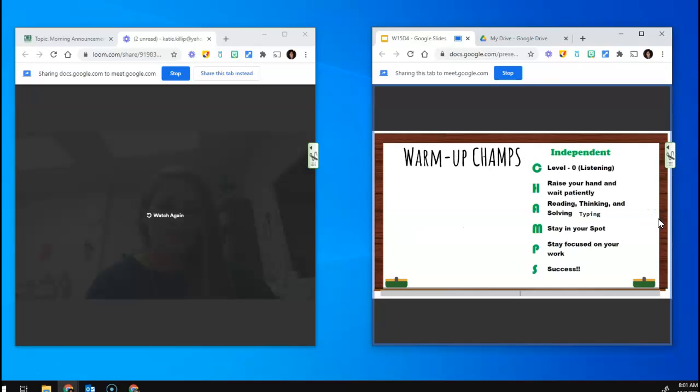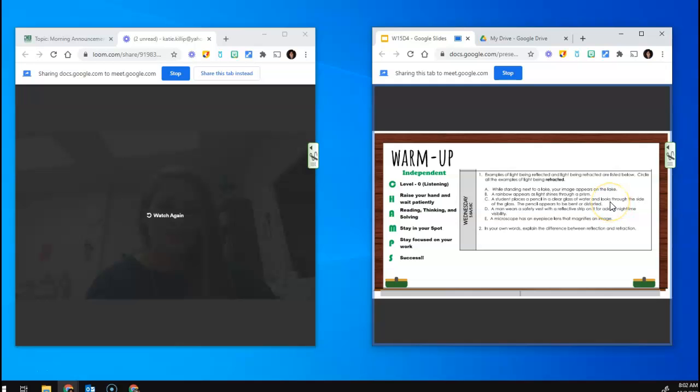Your warm-up champs expectations. Please make sure that you remain at a level 0. If you need help, raise your hand and wait patiently. Go ahead, Kaden. Your activity is reading, thinking, and solving, typing, drawing, whatever it's asking you to do. Your movement is to stay in your spot. Your participation is to stay focused on your work so that we can all be successful.